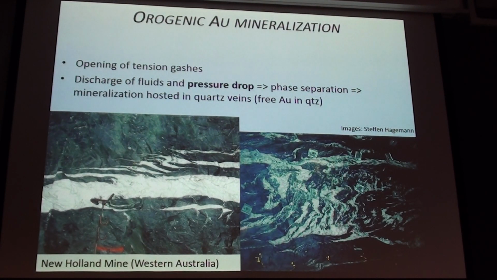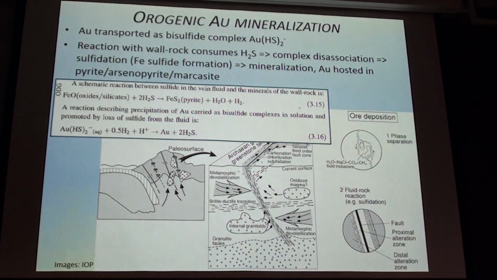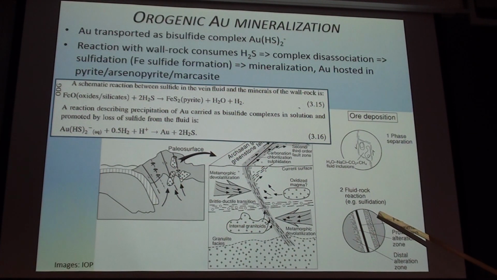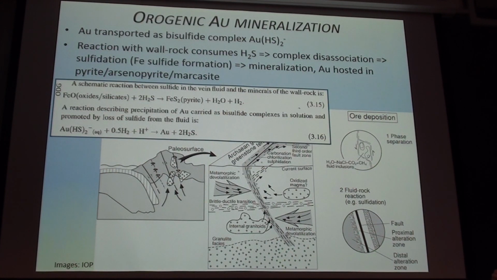So for instance, fluid phase separation, as I was saying, where we have fault zone movement, we generate spaces, and so we form these veins and dilation of faults that are filled with fluids, precipitate pores, and gold, and these are usually associated with free gold, as opposed to the system where we have a reaction with the host rock, where gold is transported as a bisulfide complex, and the reaction consumes the H2S.